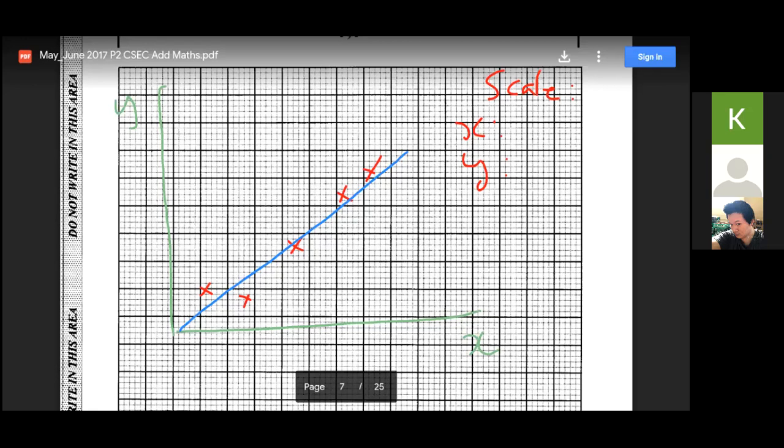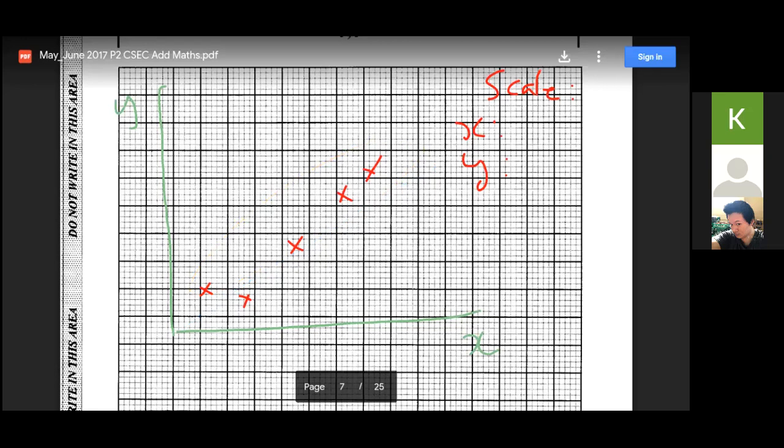So line of best fit, the line doesn't necessarily have to pass through all the points, but it must be logical, right? So if my points look like that, that's what the best fit line would look like. But I cannot go and draw my line like this. That doesn't make any sense, right? That is not a line of best fit, because what I'm doing with all these points on this side, that's not making any sense. That's not my line of best fit.